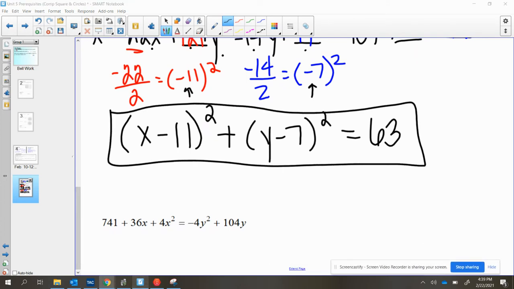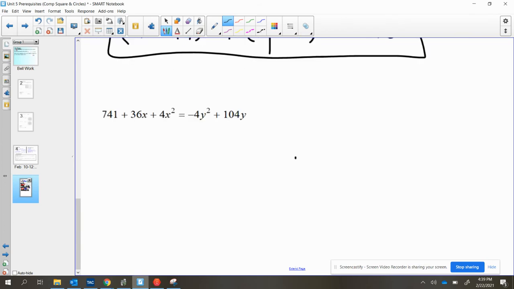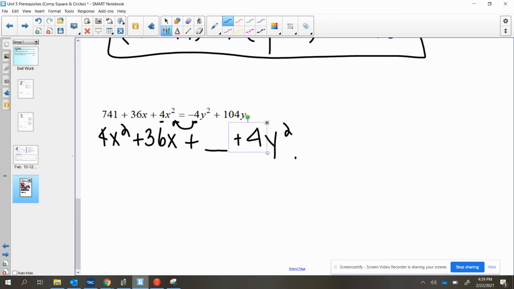Okay. One last example, and this is going to occur when our x and our y here have coefficients in front of them. And again, it's still going to start by bringing everything with a variable to one side. So the 4x squared and the 36x are going to stay together. We know we'll add something to it eventually. Now the 4y squared is going to have to move over to the other side. It's going to now become positive 4y squared. We add it over. And we're going to have to move the 104y through subtraction over as well.